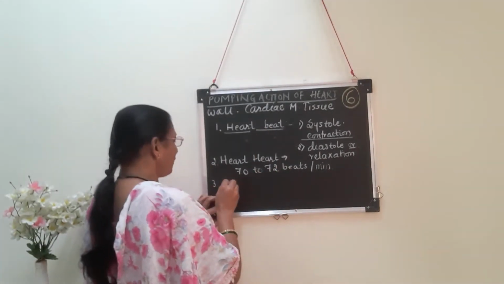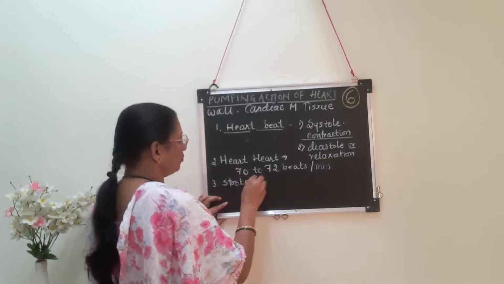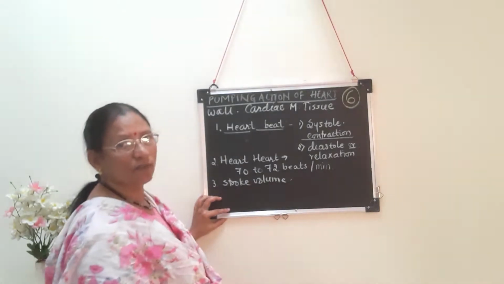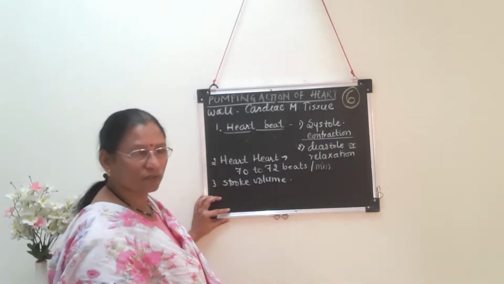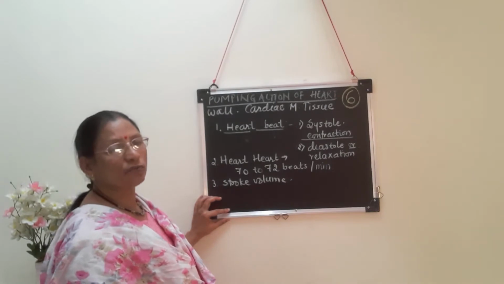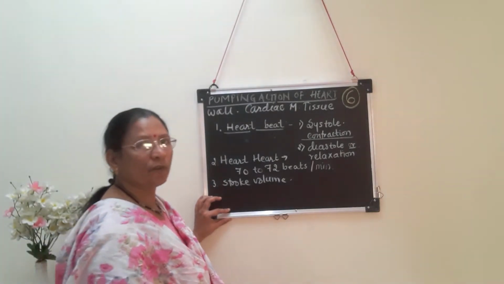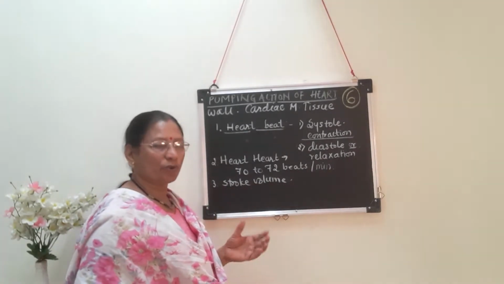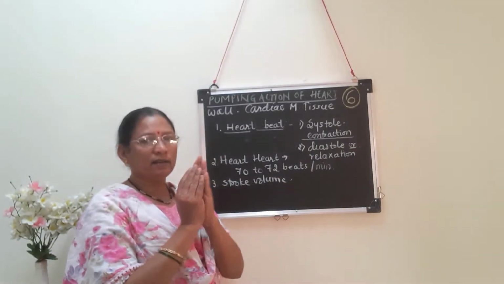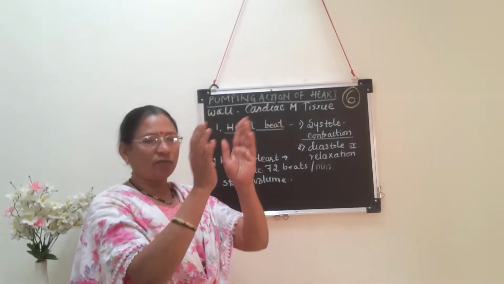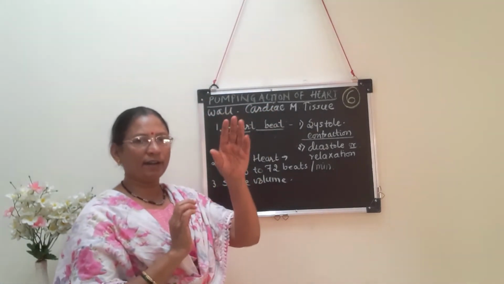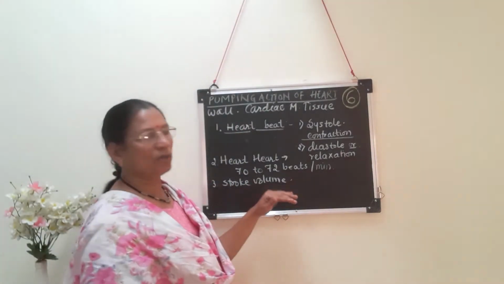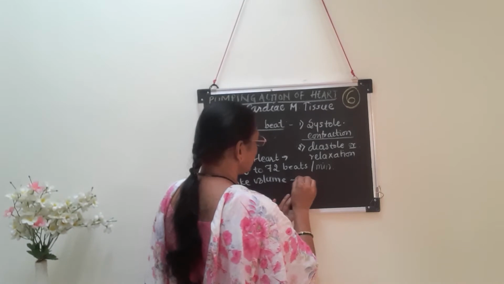Then the third term we have to study is stroke volume. What is this stroke volume? When the heart beats once, or when the heart contracts once, there is an amount of blood which is forced out from the ventricle. If you remember, the right ventricle leads to the pulmonary artery and the left ventricle leads to the aorta. So when these ventricles contract, a certain amount of blood is forced out from the right ventricle to the pulmonary artery and from the left ventricle to the aorta. That is the amount of blood forced out in 1 beat.